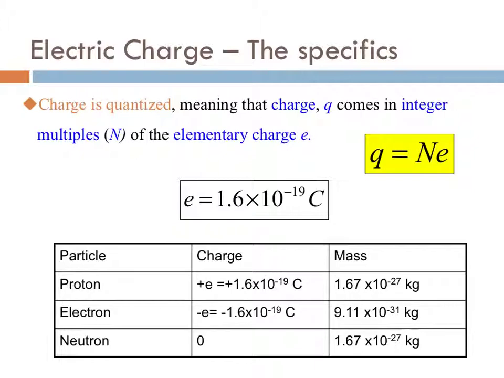Now, when we talk about neutral objects, it doesn't necessarily mean that they have no protons or no electrons. It means that they have the same number of protons as electrons. So these charges cancel each other out. So you can't really tell how many protons and electrons it has. All you can tell is that they have the same amount of both.